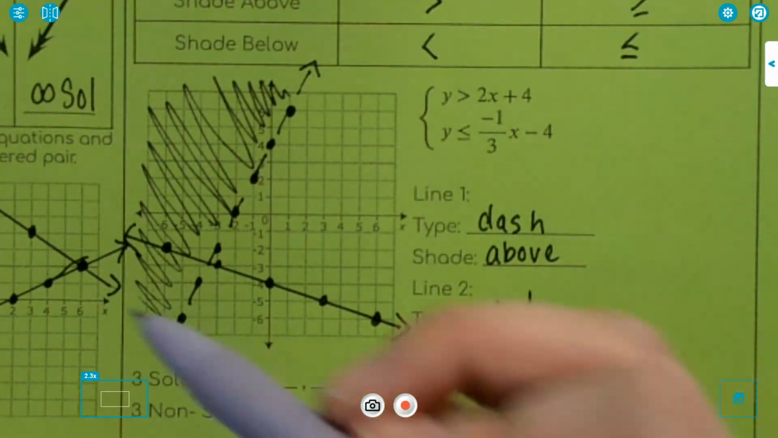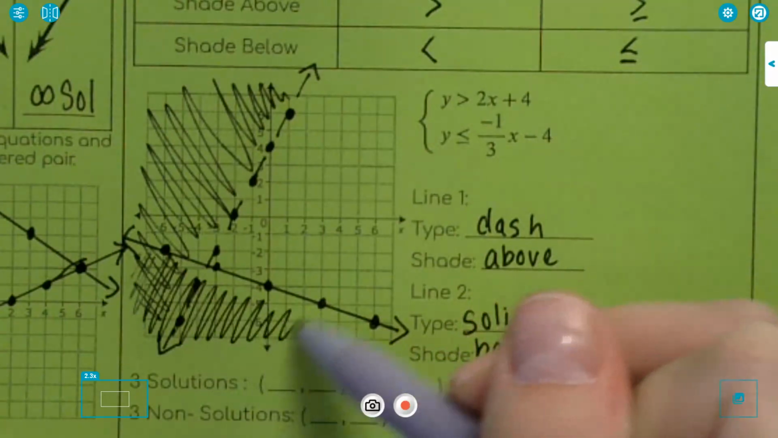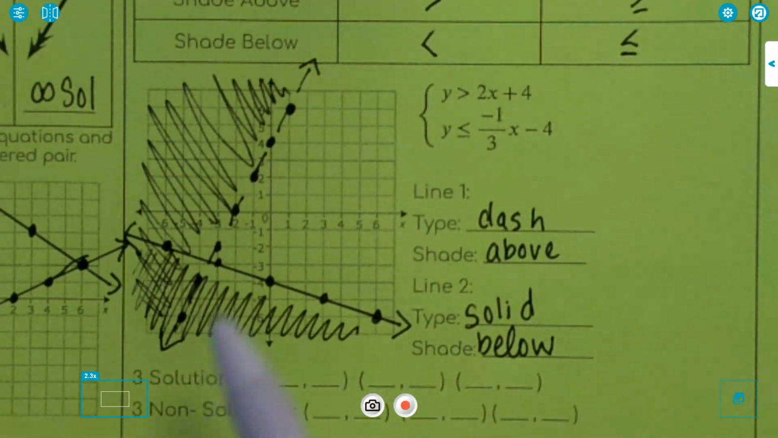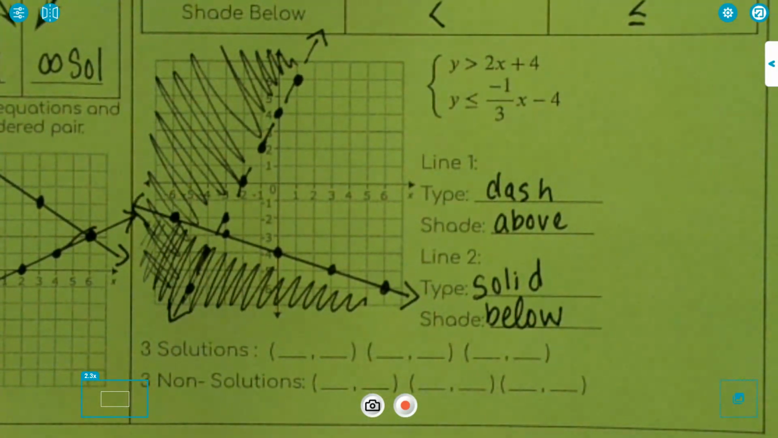I shade everything below that, and you want to go the opposite direction the first time you shade it. So that should give us a little double shaded area down here. Okay. Solutions are in the double shaded area.